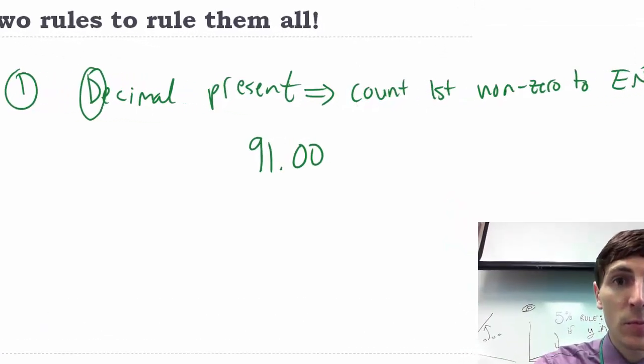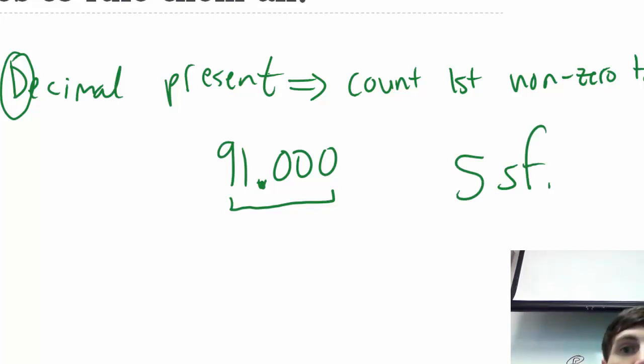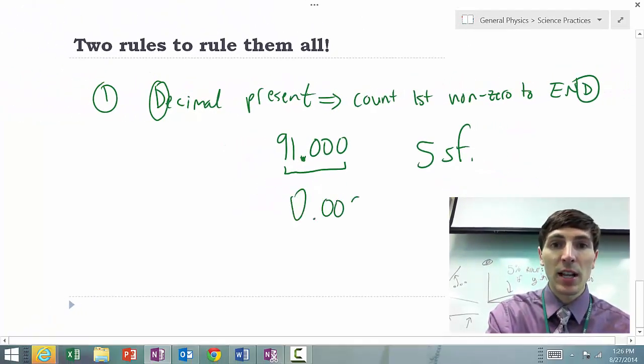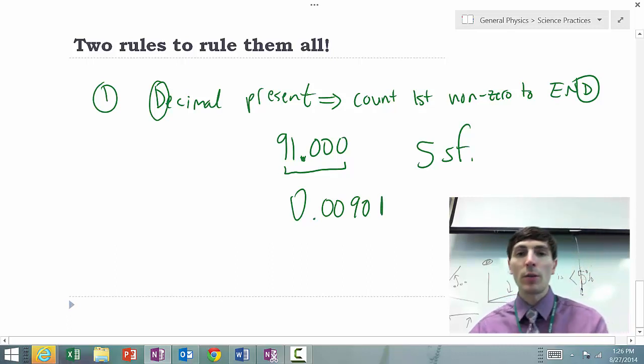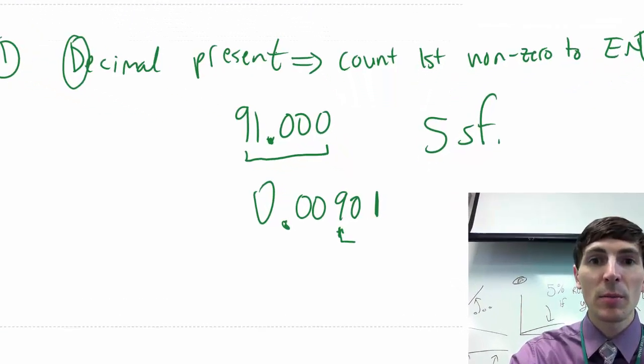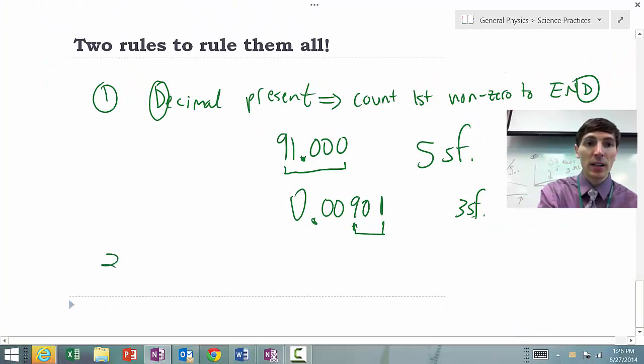So if I have a number like this, I look and I notice there's a little decimal hanging out. So I'm going to count from the first non-zero, which is 9, all the way to the end of the number that's written. And I'm going to count all those numbers. 1, 2, 3, 4, 5 sig figs. Decimal's present, count from the first non-zero to the end, including zeros if there's a decimal. But remember, you have to start from the first non-zero number. So if I were to do this one here, there's a decimal present, so I find the first non-zero number, it's 9, to the end. 3 sig figs.